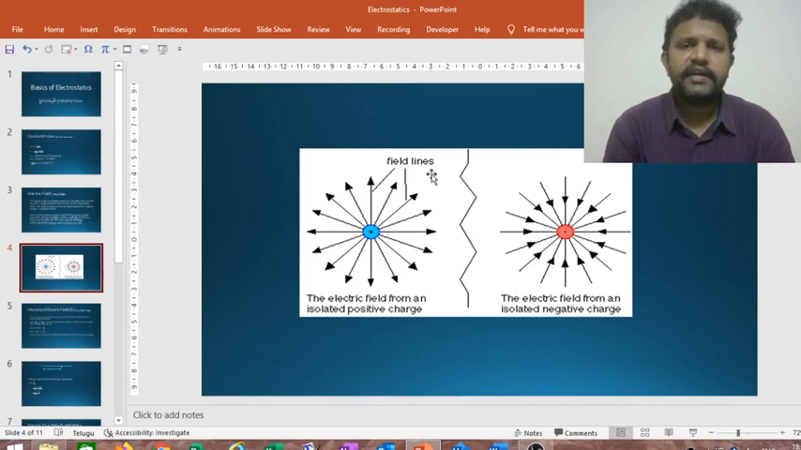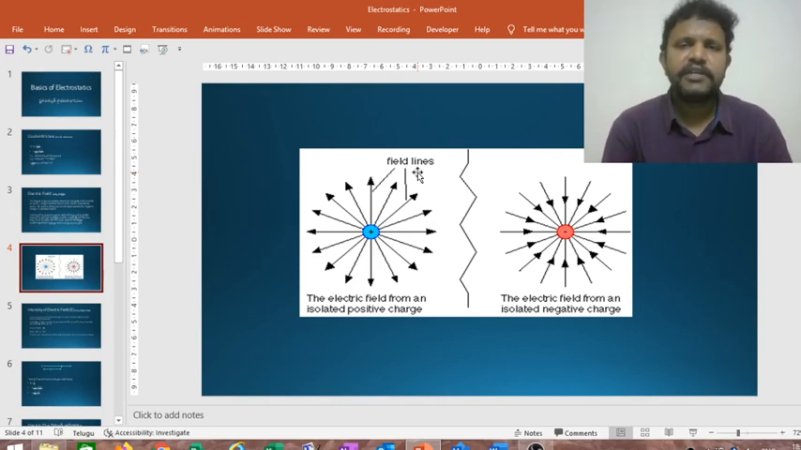So it is clear that every electric field is filled with some lines of force. Suppose if we place some other charge in the electric field, from Coulomb's law, definitely this charge will experience some force due to the electric field.